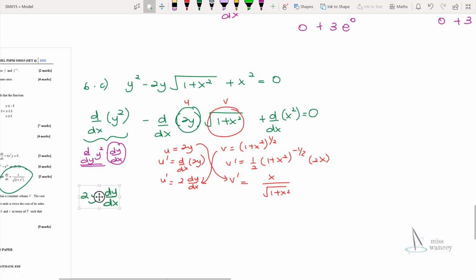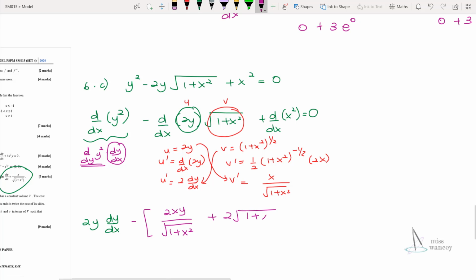Okay, so let me bring this one down a little bit. Right, so this is minus, okay, u v prime, so this is 2xy over the square root of 1 plus x squared, and then I have plus 2 square root of 1 plus x squared dy over dx, and then plus, so differentiating x squared, so we are going to get 2x, and this is equal to 0.